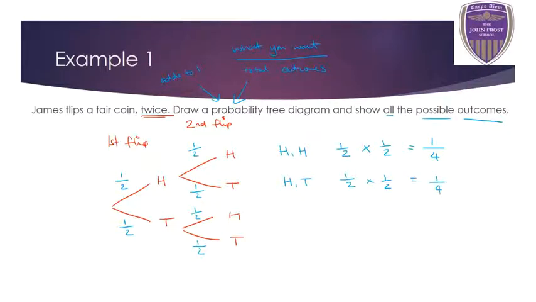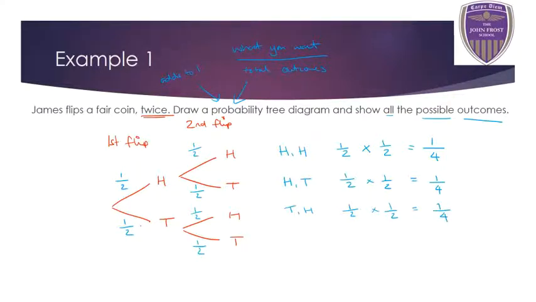So that's 1 over 4. Okay. The third possibility now is, we've done the 2 where it's heads first, the next one is that he gets a tails first and then a heads second. So tails, then heads. So 1 over 2 times 1 over 2, which is 1 over 4.